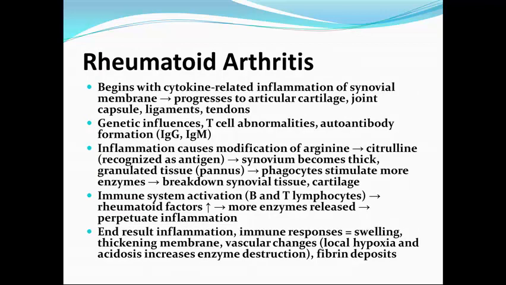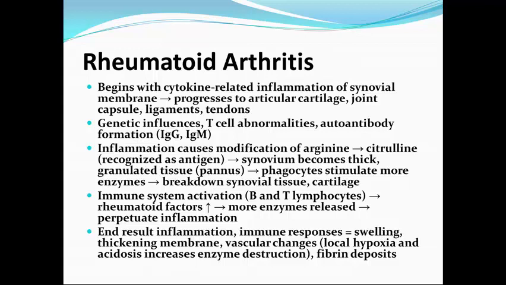So how is that different then from rheumatoid arthritis? Rheumatoid arthritis, as we identified earlier, is an inflammatory process. And indeed, rheumatoid arthritis is characterized by significantly more inflammation than osteoarthritis. So in rheumatoid arthritis, this process begins with cytokine-related inflammation in the synovial membrane. This inflammation progresses to the articular cartilage, the joint capsules, as well as the ligaments and the tendons of the joint. So that's a big difference then from osteoarthritis, isn't it? Because we didn't talk about ligament and tendon involvement, inflammatory involvement, with osteoarthritis.